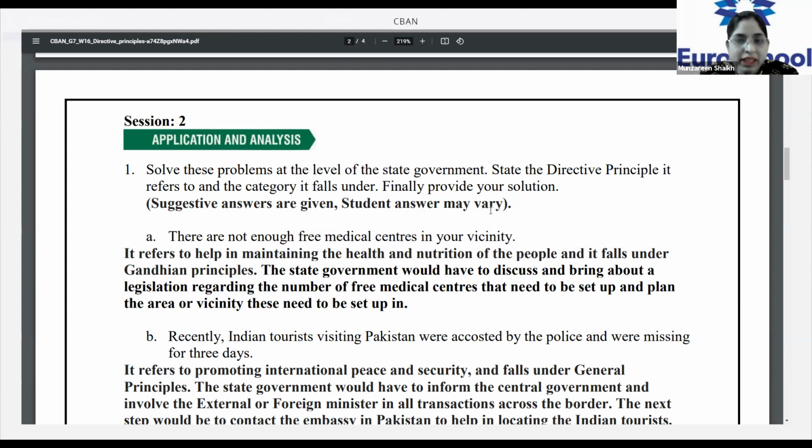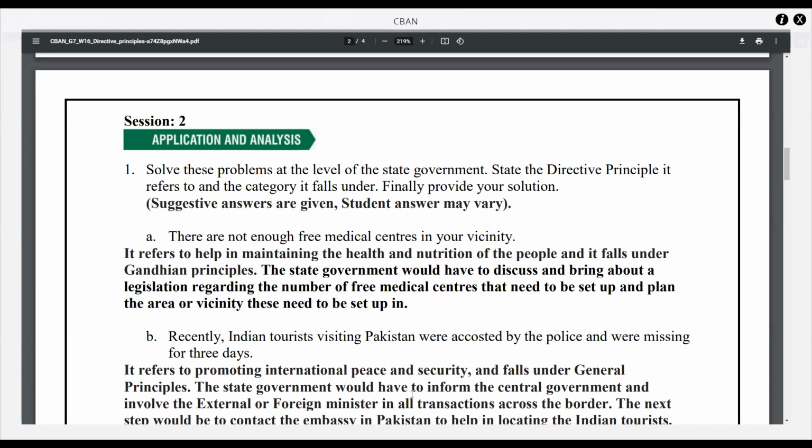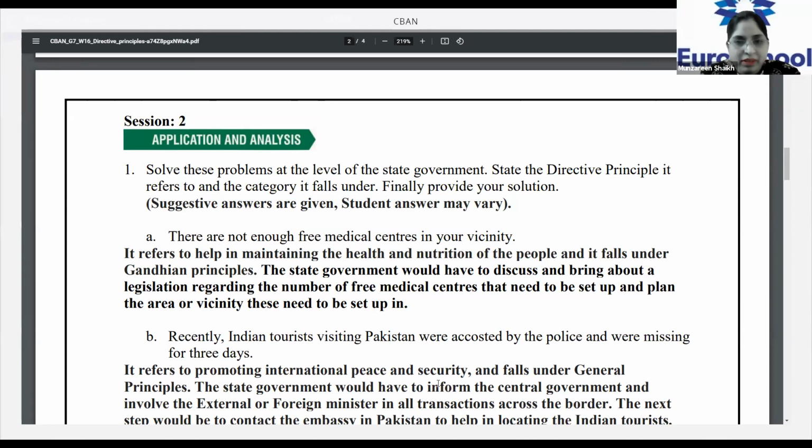We have done three categories of principles, right? Gandhian principles, general principles, and principles promoting economic equality. In that we had a list of principles given to us. Now you'll have to look at the problem and tell which category it comes under.